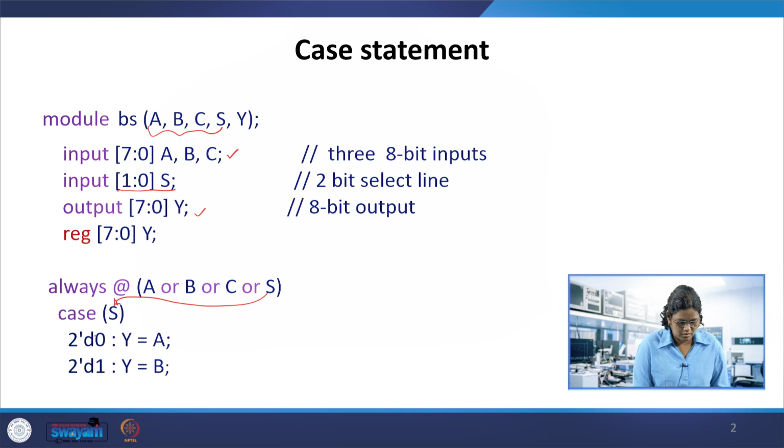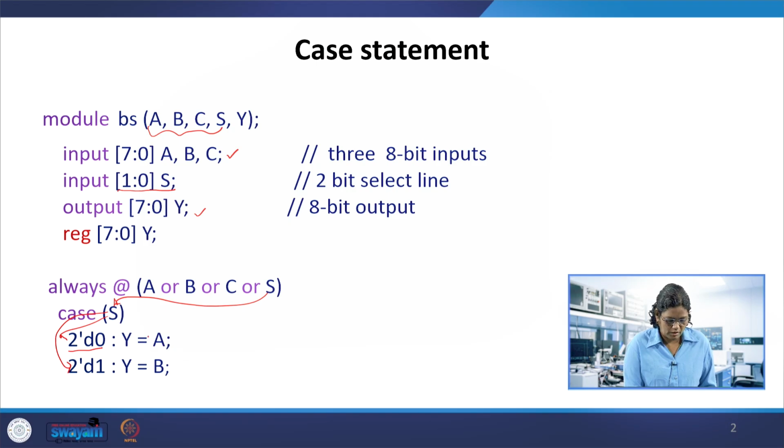The 2-bit, here you notice 2'd0, that is decimal 0, then if it is 0, that means the select is 0 0. In binary, the input A is assigned to Y, Y equal to A semicolon. And if the case S is 0 1, or in decimal 1, Y equal to B. So, select B and assign it to Y. So, the input B is assigned to Y.